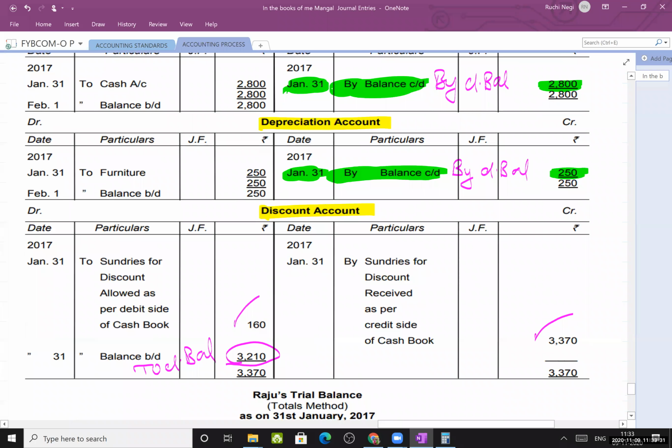Then the discount entry I told you about, from the cash book: discount 160 and 370, one from the credit side, one from the debit side. This one is discount allowed and this one is discount received. Discount allowed means you are the manufacturer and you have given discount to your customer, so it's a loss, because you don't get that much money. And discount received happens during credit purchase. Take the difference. The difference is 210, which is your closing balance.